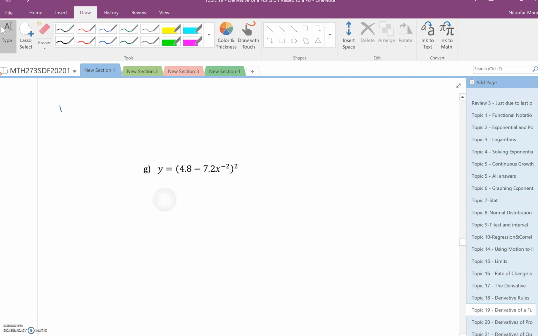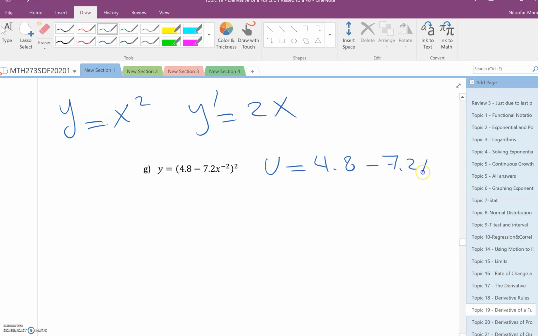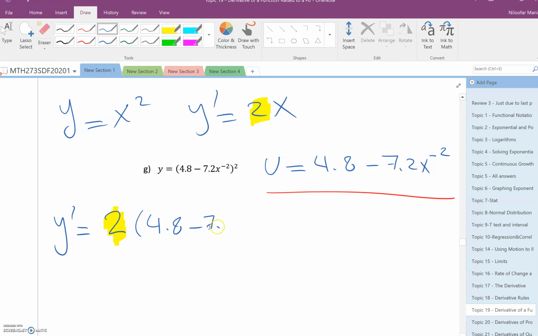So here. How about this? Okay, good. If I have y equal x squared, y prime is 2x. I know. But I don't have that. I have something else squared. So now, what is something else? u is 4.8 minus 7.2x to the power minus 2. This is my u. So now, y prime is 2 times 4.8 minus 7.2x to the power minus 2, which is just power 1.